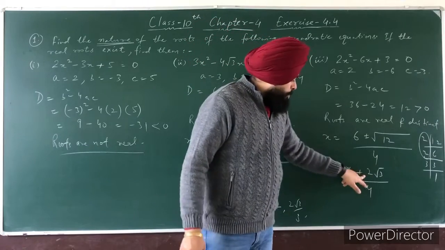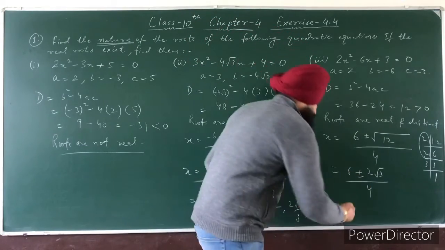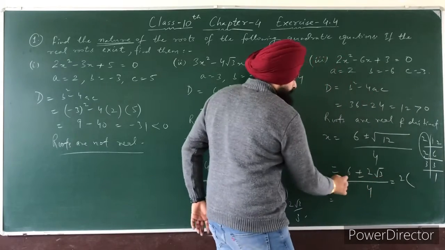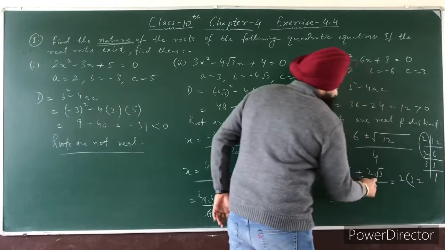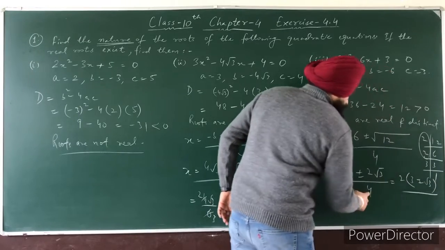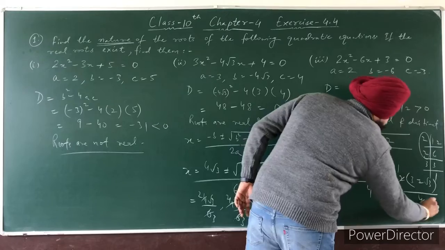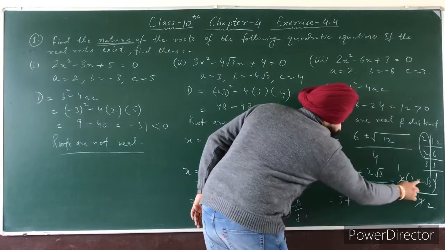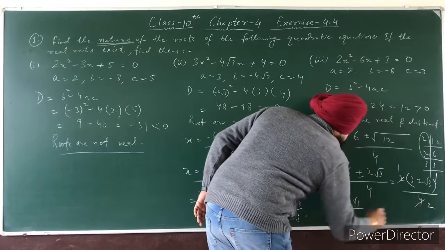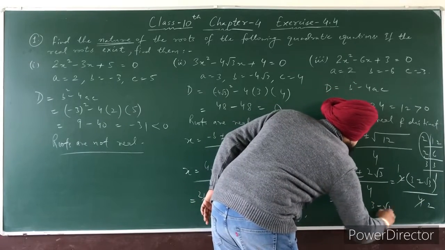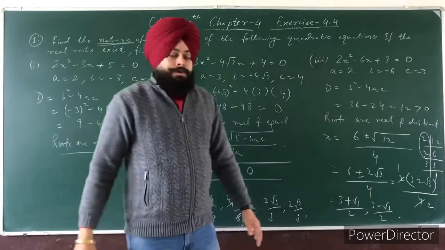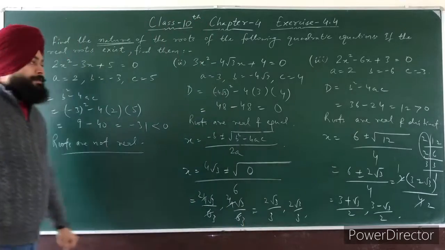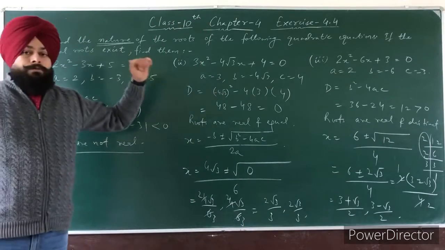Alright. Now from 2 and 6, which is common? 2 is common. So taking 2 as common. Now 2 3s are 6, and what should we have here? 3 plus root 3, divided by 4. This 2 and 2 2s are 4. So which is the first root? The first root is 3 plus root 3 whole divided by 2. And the second root is 3 minus root 3 whole divided by 2. So these are the two roots for this quadratic equation. Clear students? So this is your first, second, third part of question number 1.